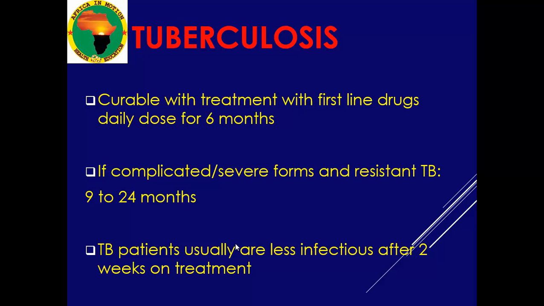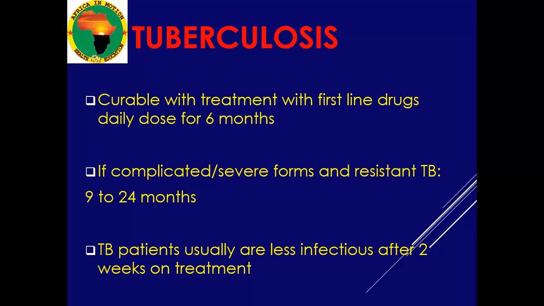Now, TB is curable with a treatment. You take it for 6 months, 100% pulmonary TB will be treated if compliance is well observed. However, if it is a very severe one, extrapulmonary TB, or any other severe form of TB, it needs to be treated at least 9 to 24 months. We spoke about MDR. There is also what we call XDR. Then we will use more advanced treatment.